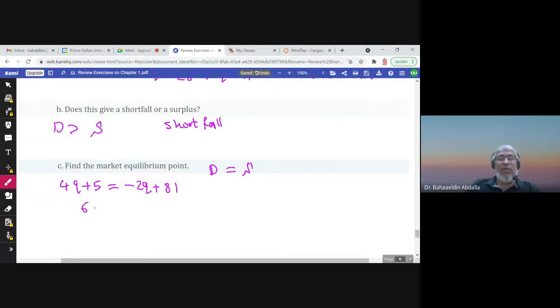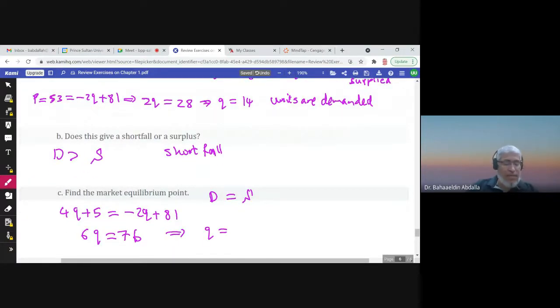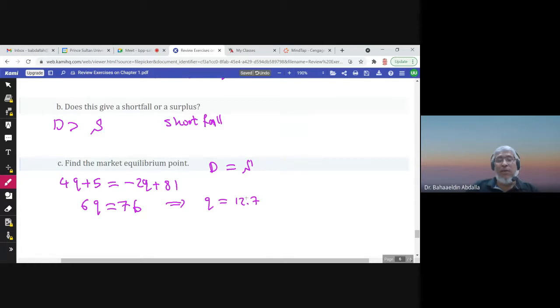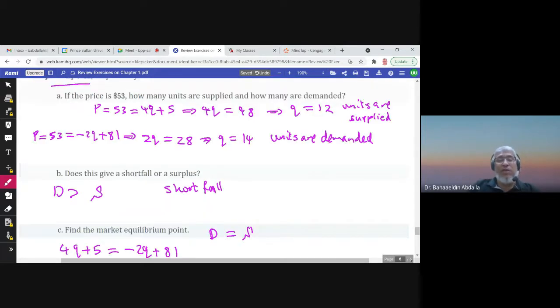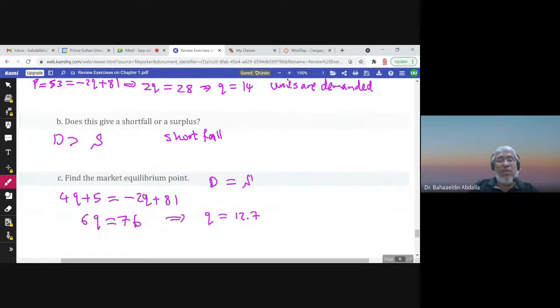If you take negative 2Q to the other side, we will have 6Q and 81 minus 5, that's 76. So the equilibrium quantity would be 76 divided by 6, and it would be about 12.7. And this is the equilibrium quantity. 4Q plus 5 equals negative 2Q plus 81. So 4 plus 2, 6Q, equals 76. So that's the answer.